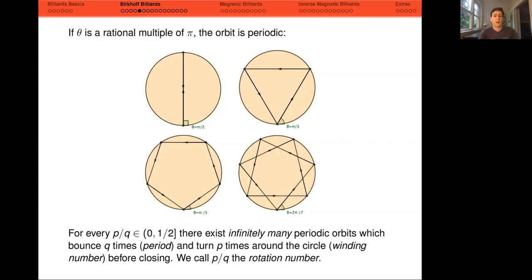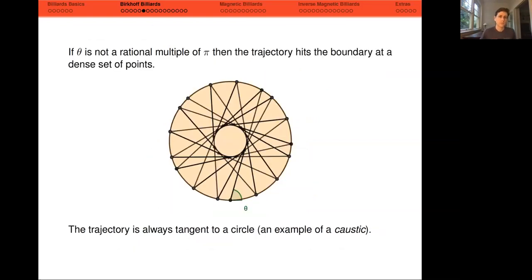And so an orbit here that has rotation number 1/5 is going to have the same orbit as a trajectory that has rotation number 4/5. And in some circles, this is called time reversal symmetry. The billiards here does have this time reversal property, that reversing the velocity is going to get us the same orbit when we have a periodic orbit like this. If theta is not a rational multiple of pi, then this trajectory is going to hit the boundary at a dense set of points.